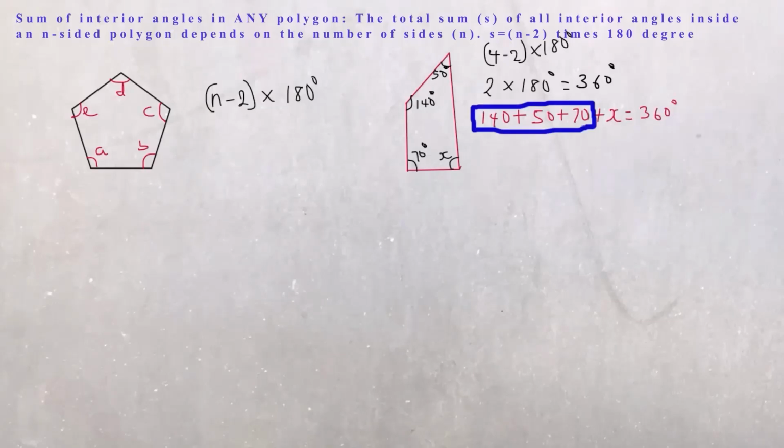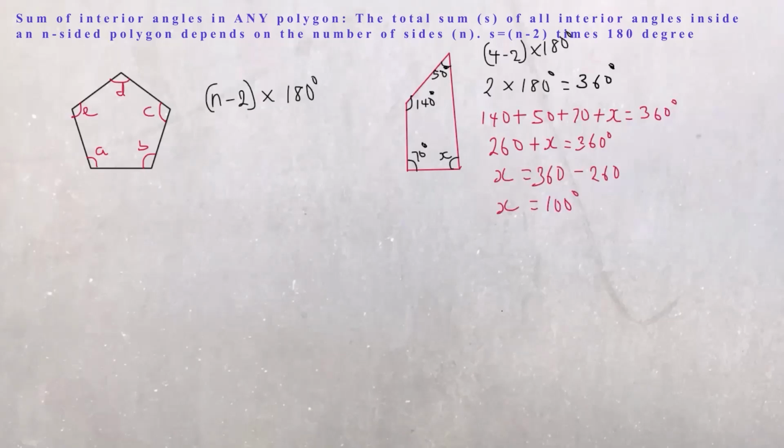Adding this up, we have 260 degrees plus X equal to 360. Then we'll move this to the other side. Then we have 100 as the unknown angle, which is our answer.